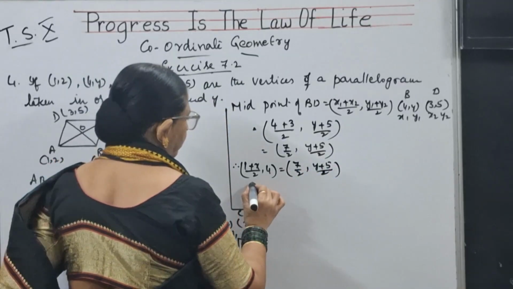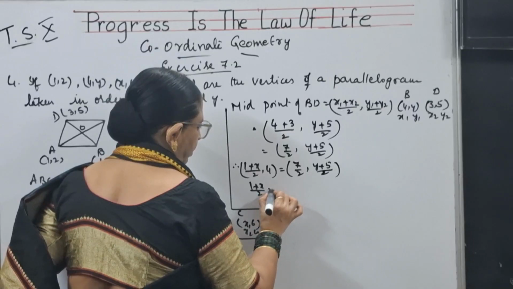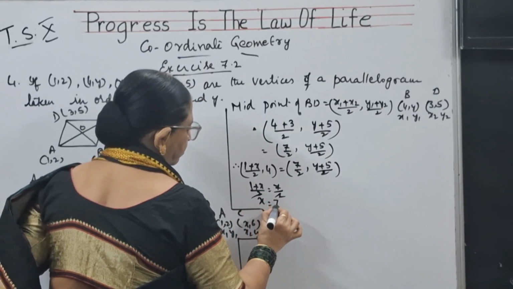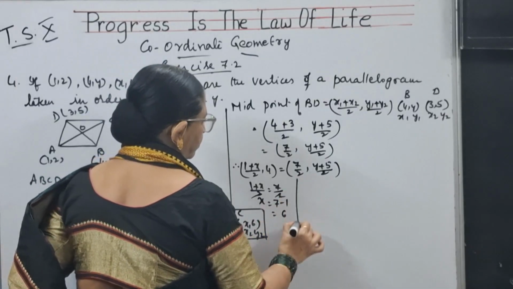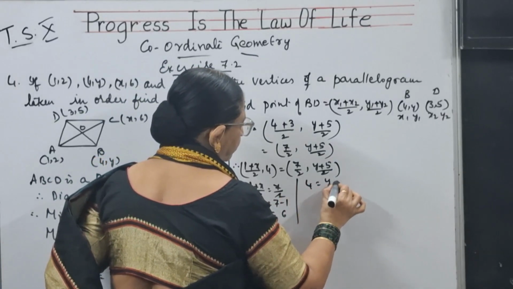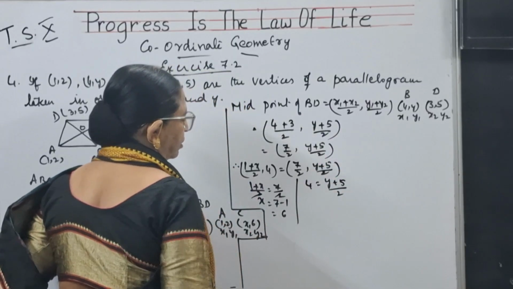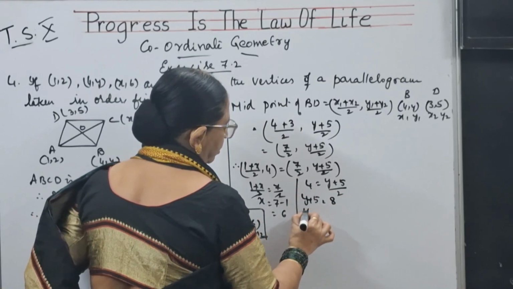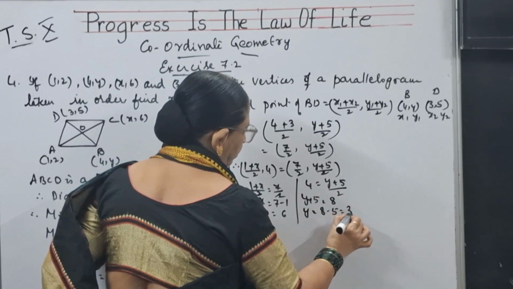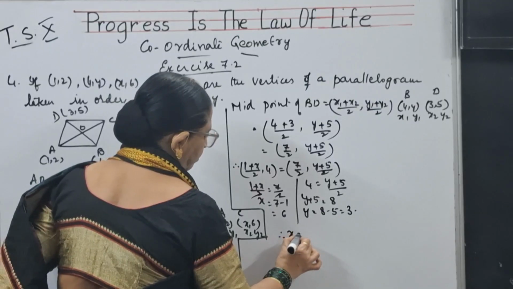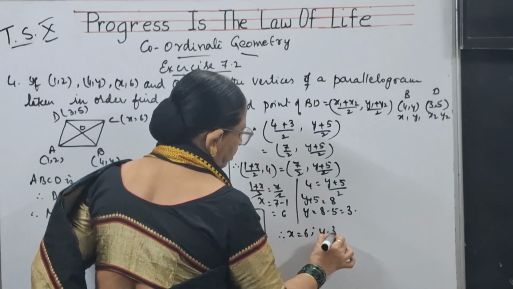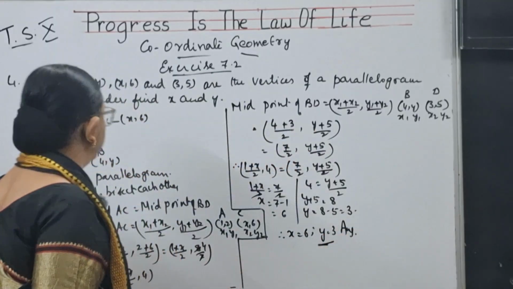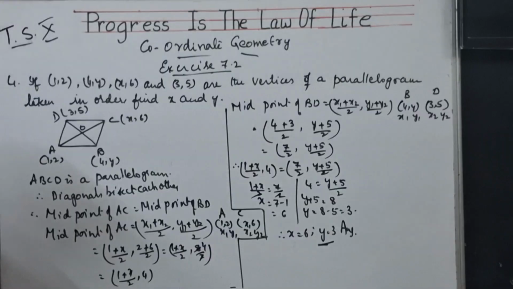So let us take this. (1 plus x) by 2 is equal to 7 by 2. You can cancel this. x is equal to 7 minus 1, that is 6. 4 is equal to (y plus 5) by 2. That means y plus 5 is equal to 8. 4 2s are 8. y is equal to 8 minus 5, that is 3. Therefore, x is equal to 6, y is equal to 3. These are the answers for this problem, children. This is the fourth sum. Please note it down.